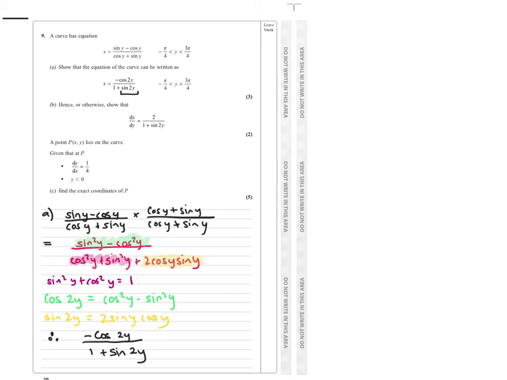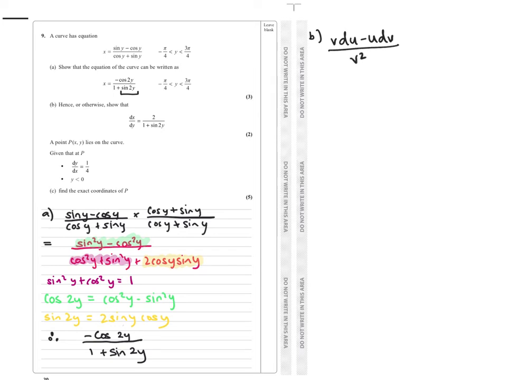Right, then part B. Hence or otherwise, show that dx dy. Remember, because this is x, isn't it? Okay, dx dy. Well, the first thing we should be thinking is quotient rule. Remember, our denominator is always our v, our numerator is our u, and we're going to do v du minus u dv over v squared.